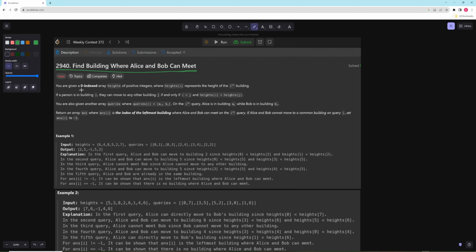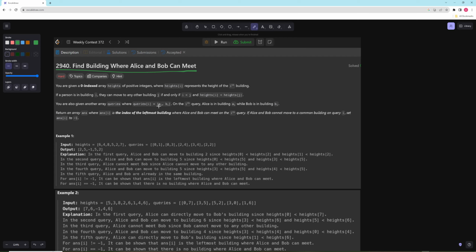So in here, you're given a zero-indexed array heights of positive integers, where heights[i] represents the height of the ith building. If a person is in building i, they can move to any other building j, only if i is less than j and heights[i] is less than heights[j].